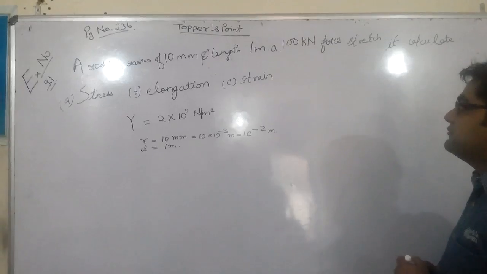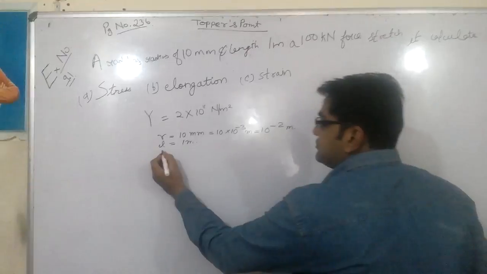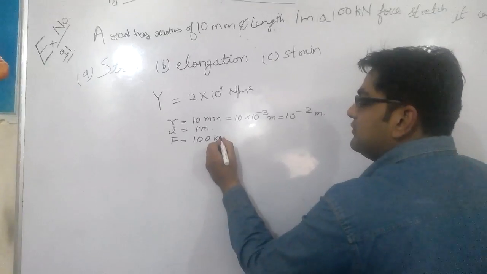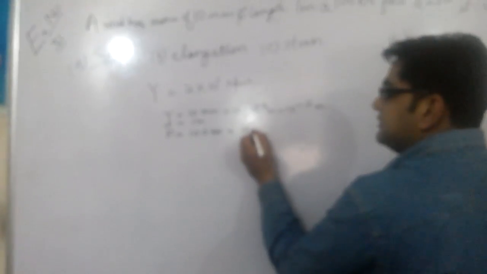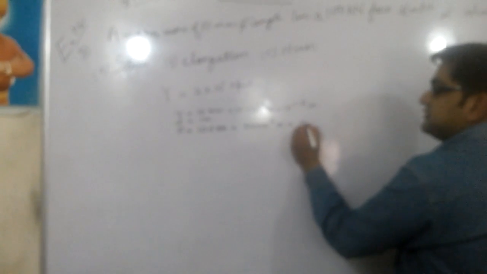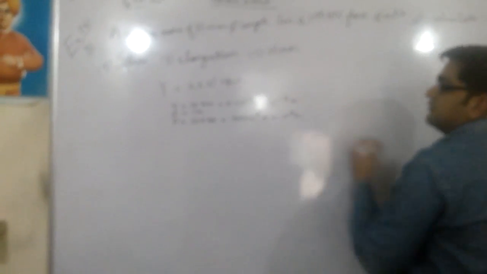A 100 kilonewton force is applied to stretch the rod. Value of force is given 100 kilonewton, that is equals to 100 into 10 to the power 3 Newton, which is equals to 10 to the power 5 Newton. We have to calculate stress, elongation and strength.